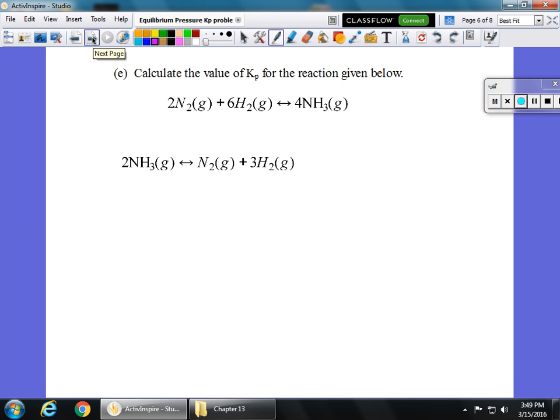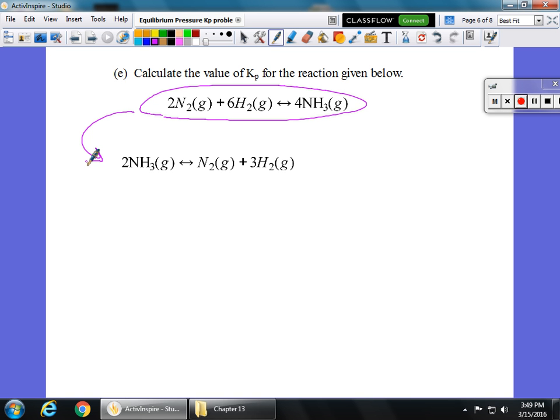Part E, this is asking you to apply it. Parts E and F are really good because they highlight the difference between equilibrium and Hess's law problems with delta H. So part E, we're given this new equation, and we're going to relate it to the old equation. It says calculate the value of Kp for this new one. Well, how do these two relate to each other?